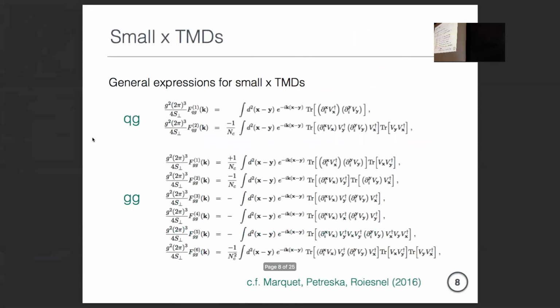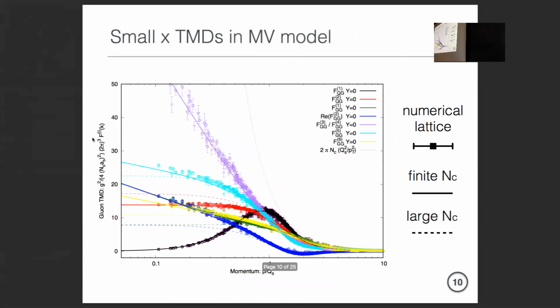Now, the small x TMDs, I can calculate. I'm calculating them in this Gaussian approximation, but I'm keeping finite NC terms. And in doing so, since this is the first time this was done with finite NC, I should also look at how important these finite NC corrections actually are. So this is the one thing I can actually assess within this TMD framework at least.